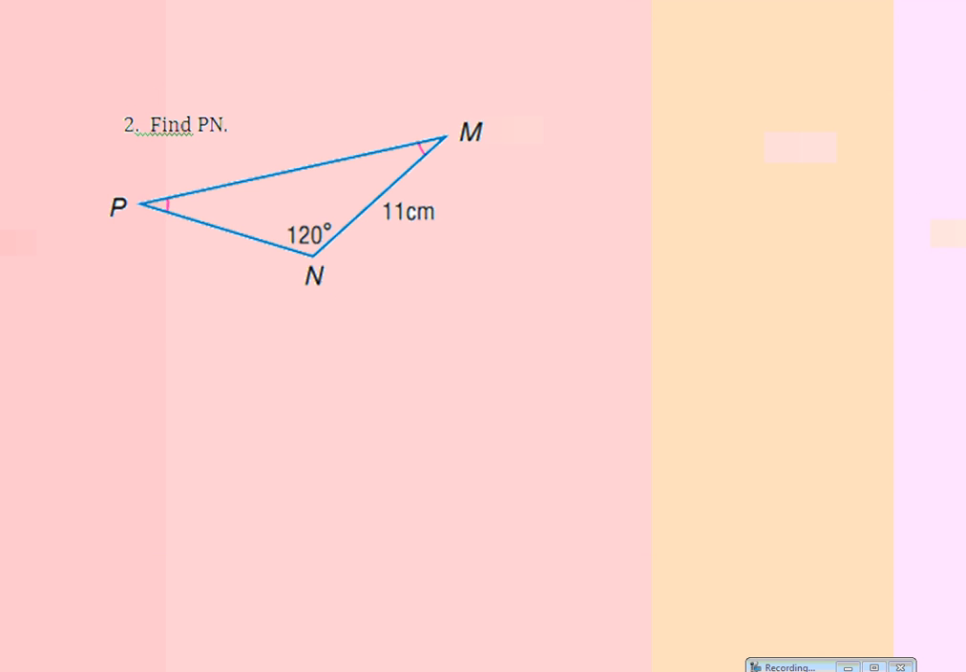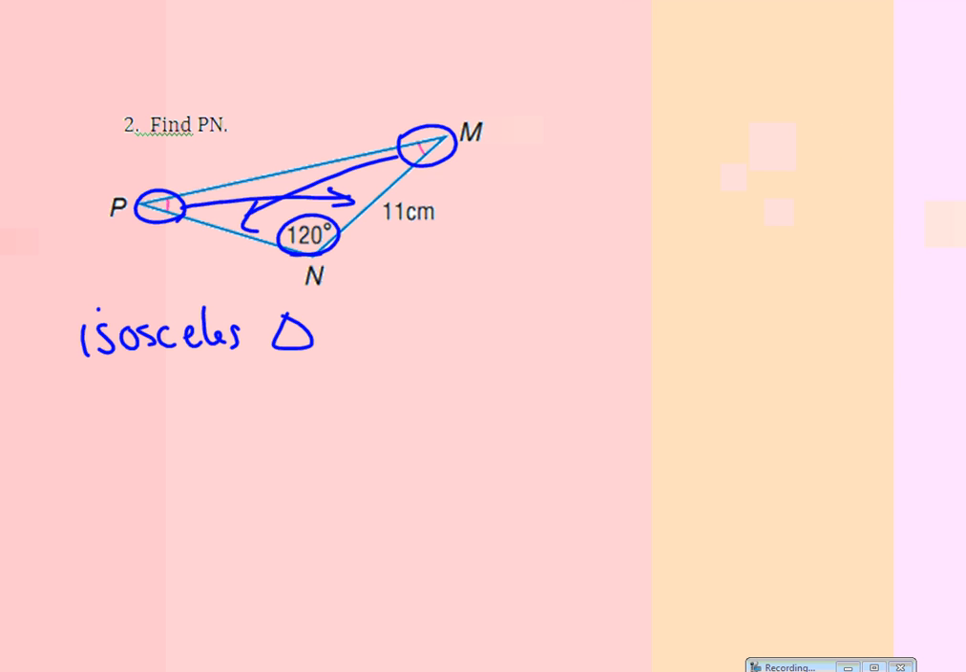So now, if I take a look here, if I need to find PN, well, first off, if this is 120 degrees, I'm told these are congruent to each other. I can recognize that that's an isosceles triangle because these two base angles are congruent. And since I know it's isosceles, I know that PN is going to be 11 centimeters.